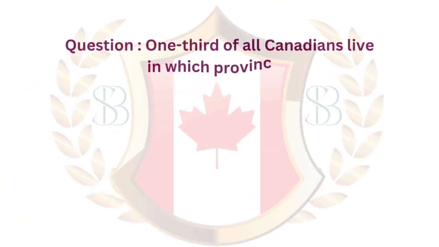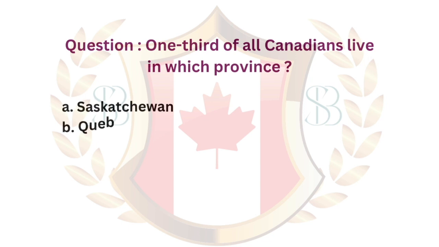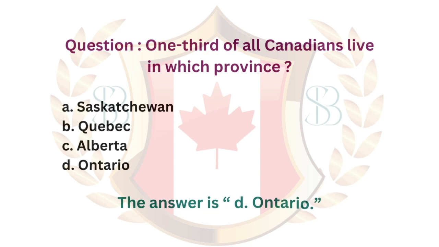Question. One third of all Canadians live in which province? A. Saskatchewan. B. Quebec. C. Alberta. D. Ontario. The answer is D. Ontario.